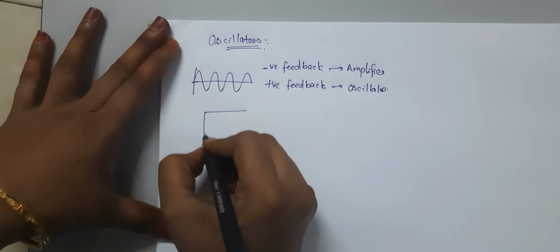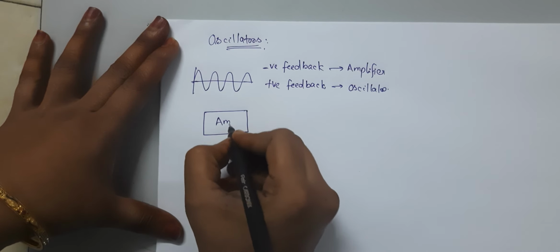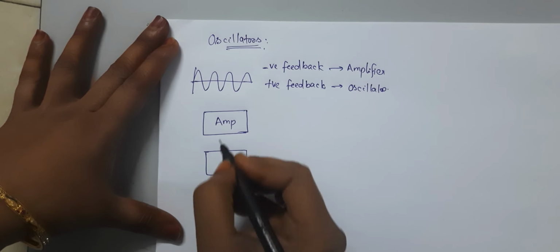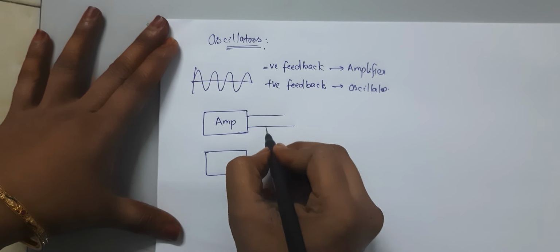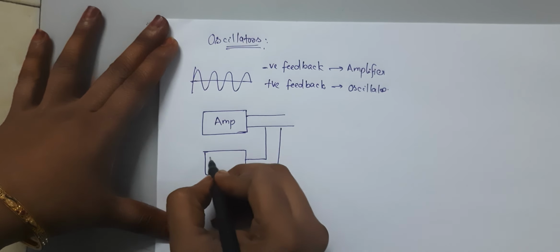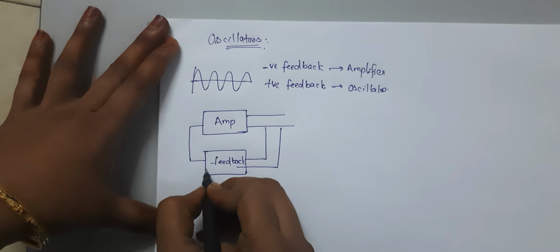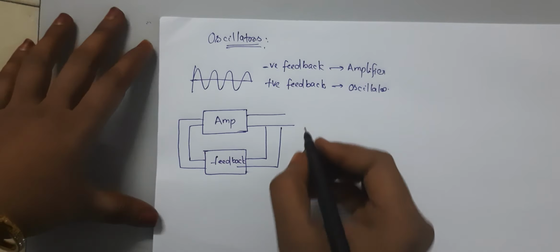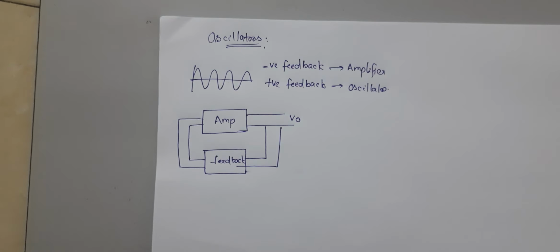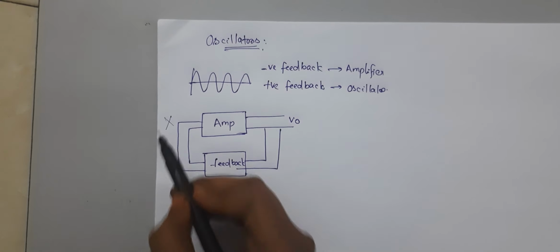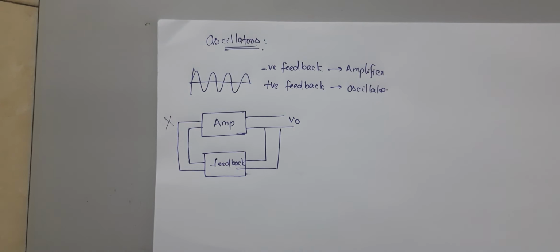So here the diagram is a basic amplifier and a feedback network. Part of the output is given to the feedback network, and again it is given to the amplifier. So this is the block diagram of the oscillator. The definition of an oscillator is any circuit which is used to generate AC voltage without an AC input signal. So simply, an oscillator does not have an input signal.